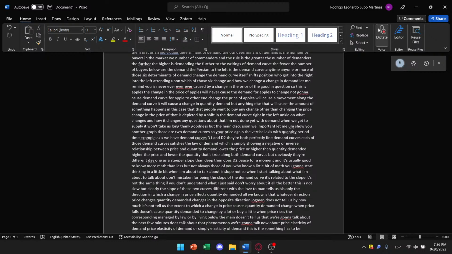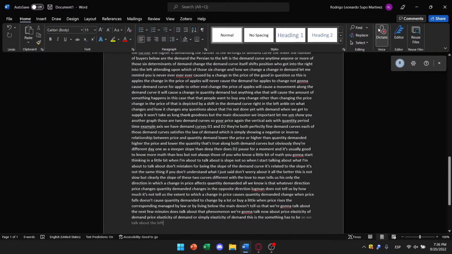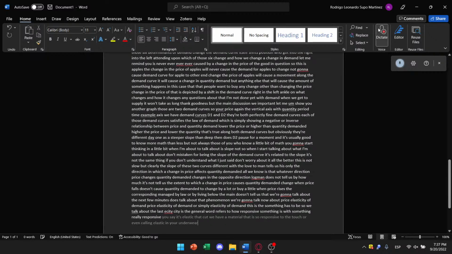So we talk about the elasticity of demand. Elasticity is a general word. It refers to how responsive something is. When something is really responsive, we say it's elastic. In fact, we have a material that is so responsive to the touch, we even call it elastic. It's in your underwear and your socks. It's very responsive to the touch.